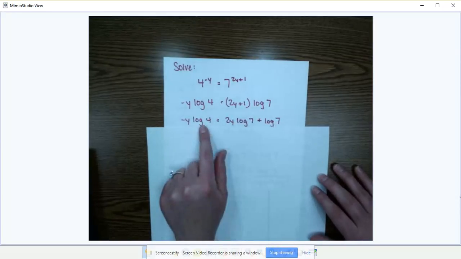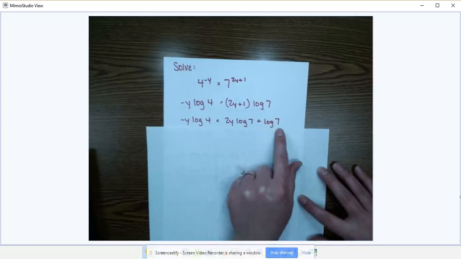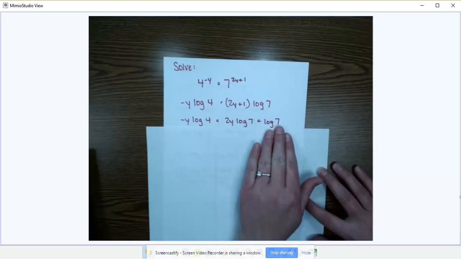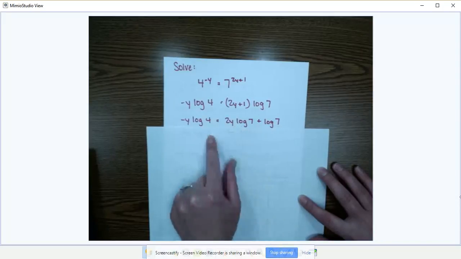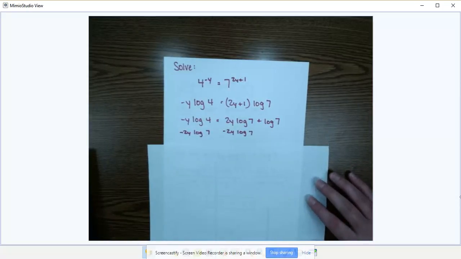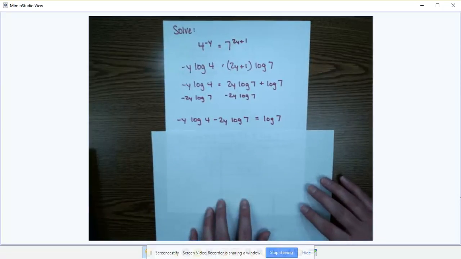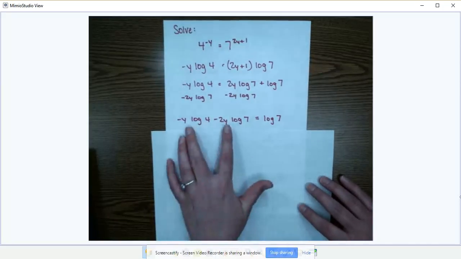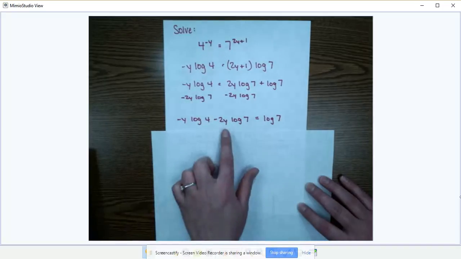So the left side stays the same. Then we have 2y log of 7 plus log of 7. This log of 7 is just a constant, so it's going to stay on the right side. We need to get our y's together, though, so we're going to subtract this 2y log of 7 to the other side. So now, after we subtract, we have this equation. Our goal is to solve for y. We cannot combine these two logarithms because they are different logarithms. This is log 4, log 7, but we can factor out a y.